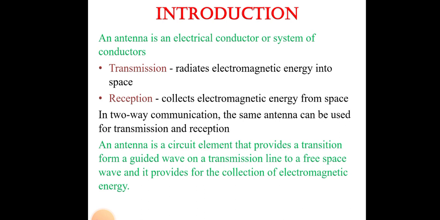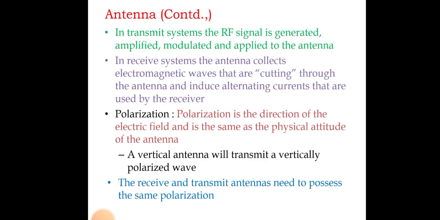The definition of an antenna is: it is a circuit element that provides a transition from a guided wave on a transmission line to a free space wave, and it provides for the collection of electromagnetic energy. In transmit systems, the RF signal is generated, amplified, modulated and applied to the antenna. In receive systems, the antenna collects the electromagnetic waves that are cutting through the antenna and induce alternating currents that are used by the receiver.